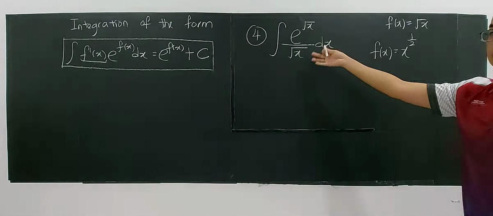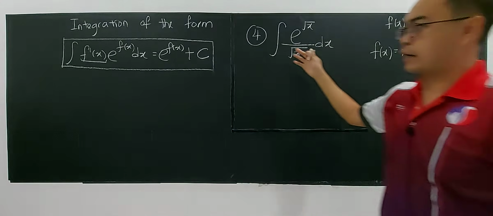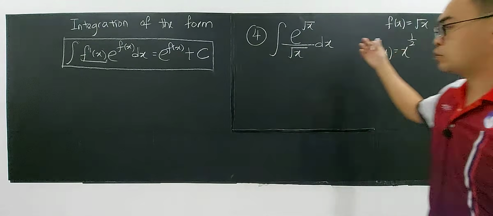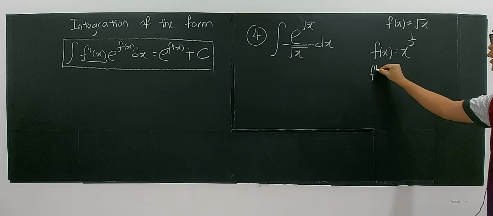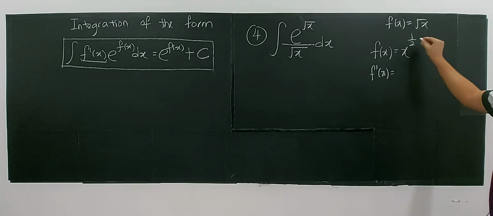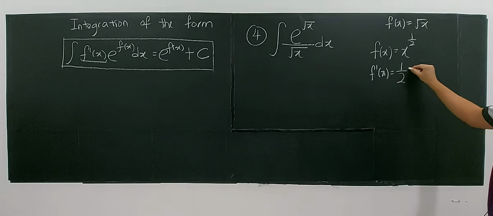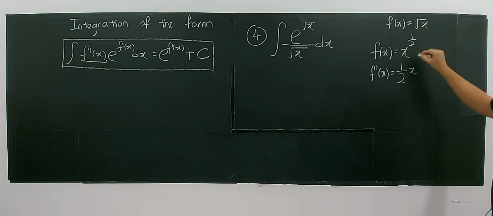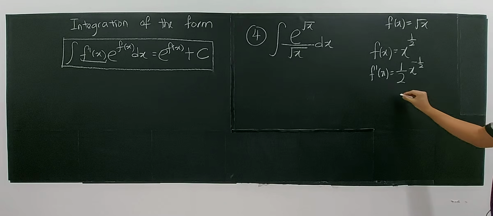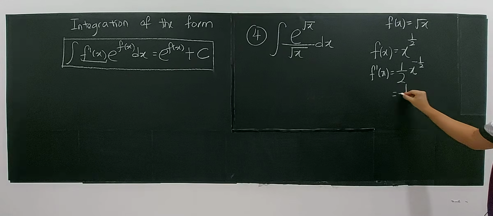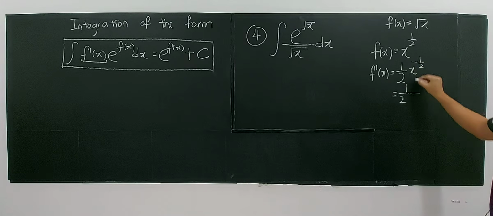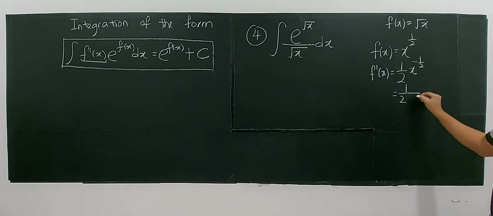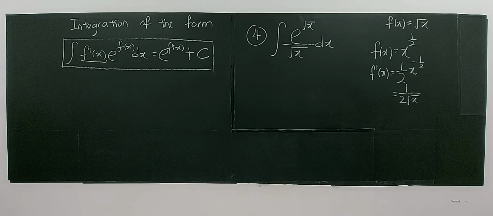Okay, I can't see it using this formula, so I have to differentiate first. So f'(x): differentiate x to the power 1/2. Basic rule: minus 1, right? 1/2 minus 1, so you have negative 1/2. Then you are getting 1/2 x to the power negative 1/2, right? Negative 1/2 bring it down, become positive. So it's 1/(2 square root of x).